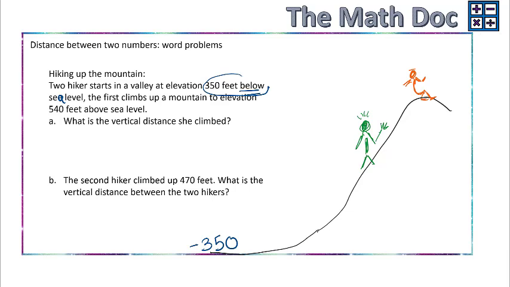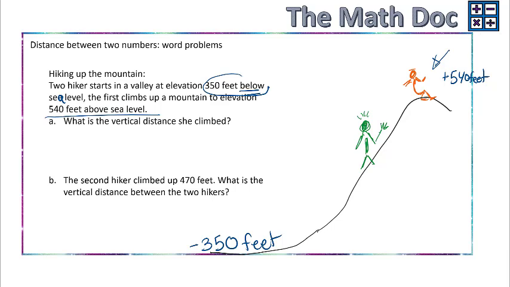The first climber climbs up the mountain to the top to an elevation of plus 540 feet, right? Because it's 540 feet above sea level. So this first climber here, who's sitting down and enjoying the view, has climbed from minus 350 feet to plus 540 feet. So what is the vertical distance this climber climbed?